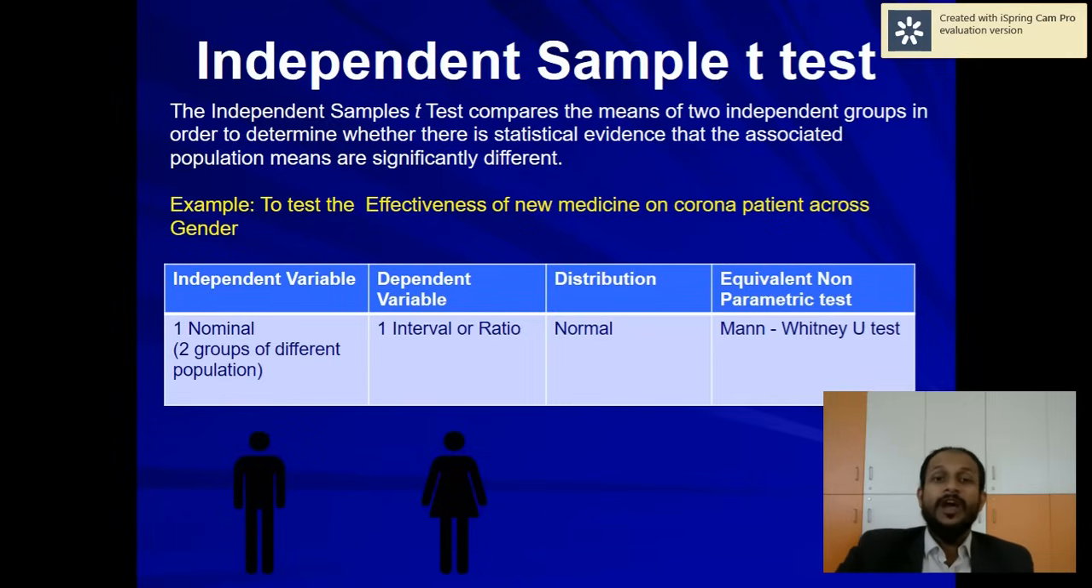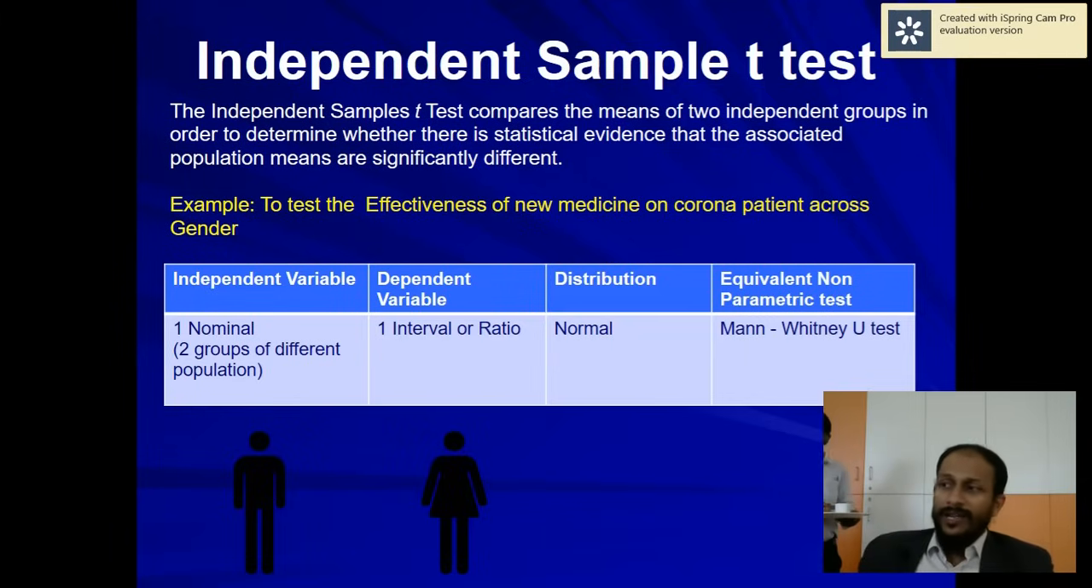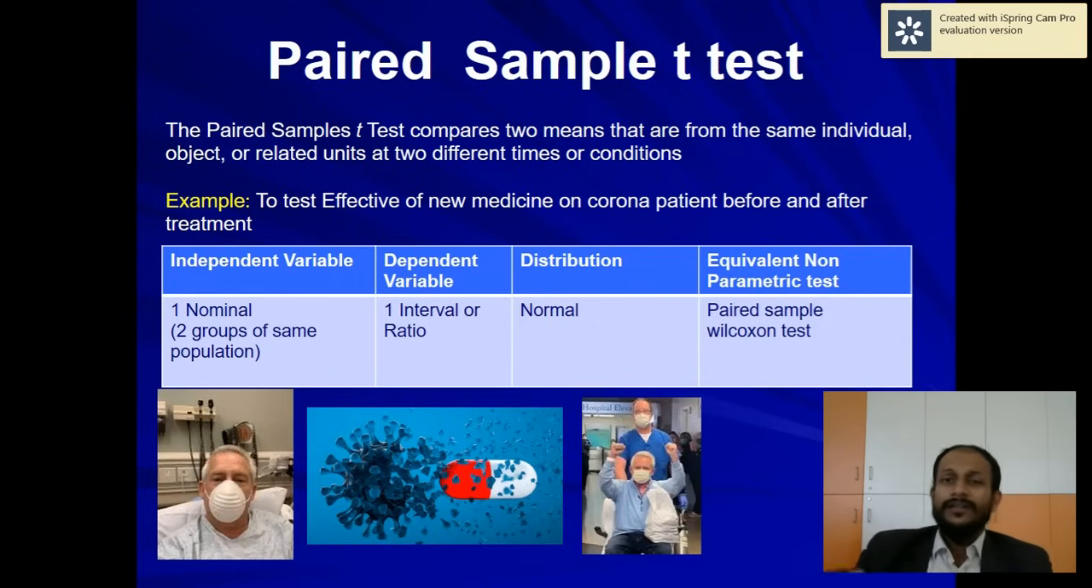I have also given what should be the characteristics of the independent variable and dependent variable in the slide. You can refer to it, and I have given it in a way that you can feed this data into SPSS. That means I have mentioned it as one group, and under one group you have two groups of different populations like this. Now I have also mentioned the equivalent non-parametric test, Mann-Whitney's U-test. Okay, fine. Let us discuss the paired sample t-test, the other technique.